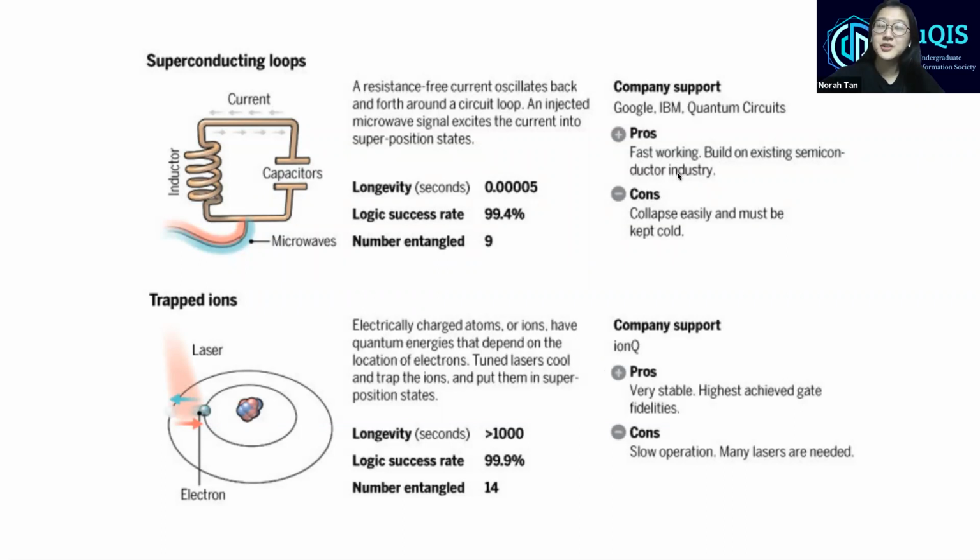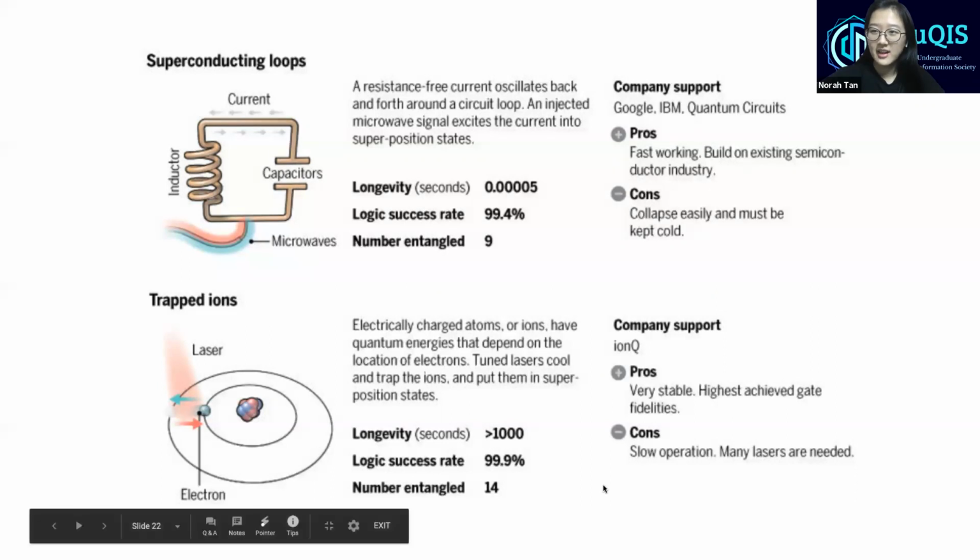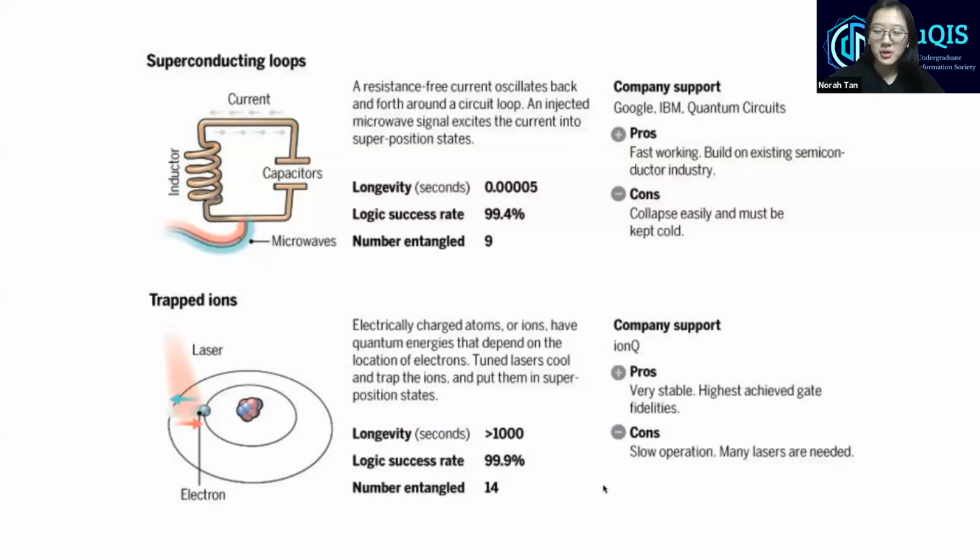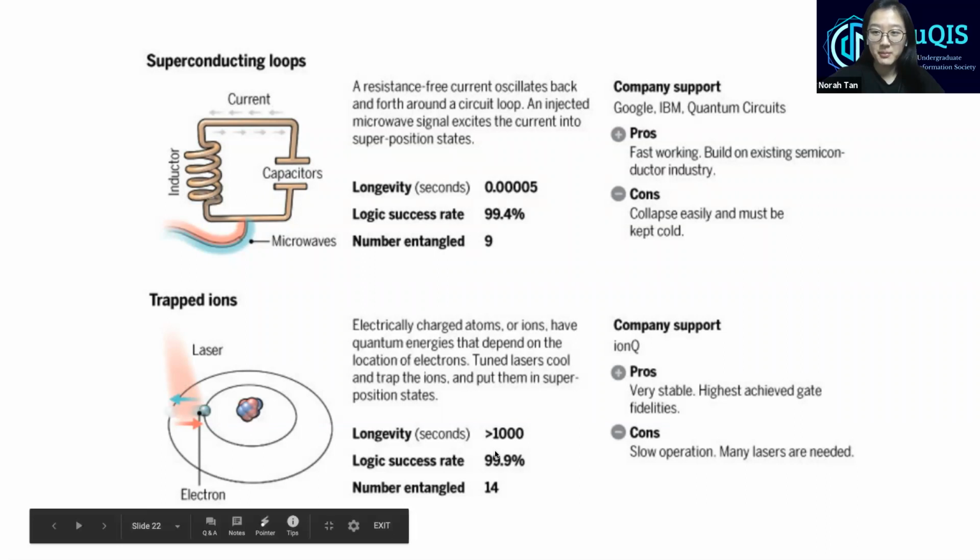The pros of superconducting qubits are that they work fast and build on the existing superconductor industry; the cons are that they collapse easily and must be kept cold. The pros of trapped ion technology are that they're very stable and have the highest achieved gate fidelity. The cons are that they have slow operation and require many lasers to be operated.